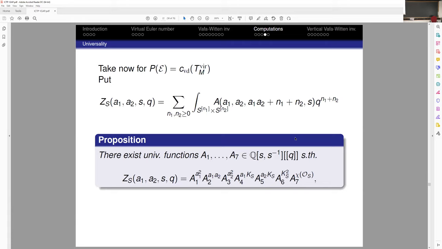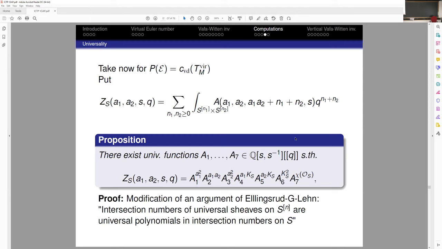The way it depends on it is just that you have 7 universal power series, and the whole generating function is the product of these for the corresponding powers. So the way the geometry goes into the formula is just in this way, what the powers are. And so this is the result.